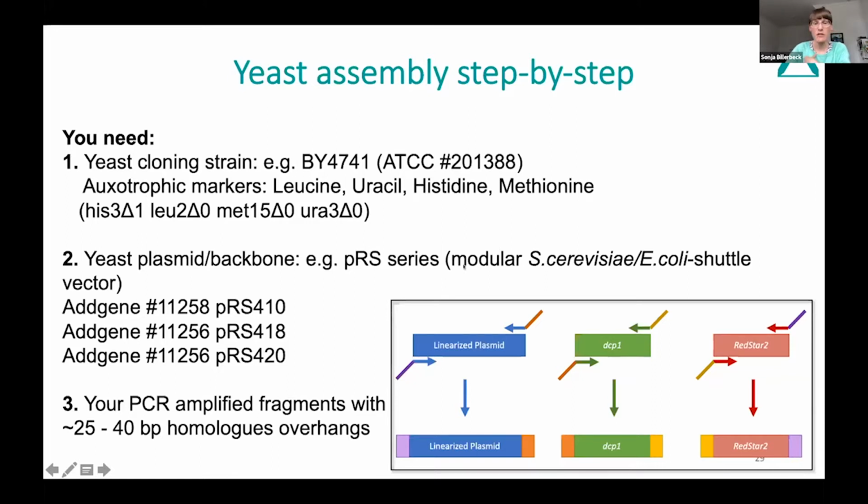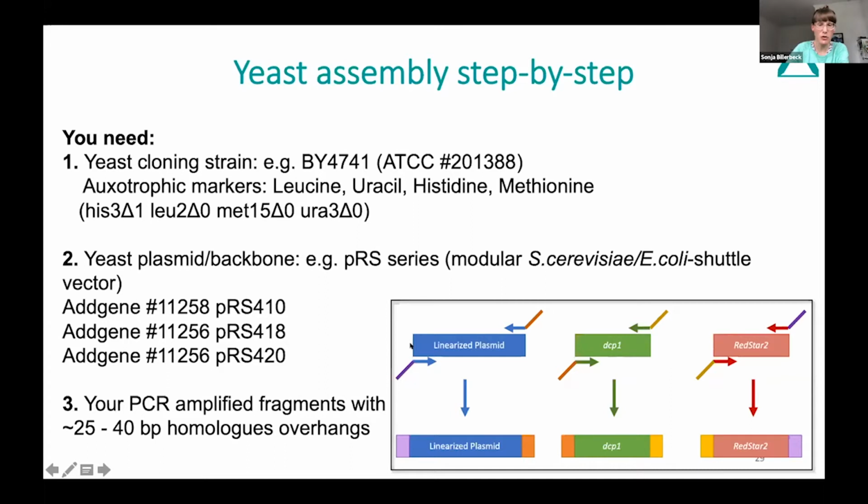And the PRS series is really like a modular Saccharomyces cerevisiae E. coli shuttle vector system where you have all the components to replicate in E. coli and in Saccharomyces cerevisiae. And again, I added some of the Addgene numbers where you can get several different of these modular vectors to order. And then the third component you need is your PCR, your amplified PCR fragments.